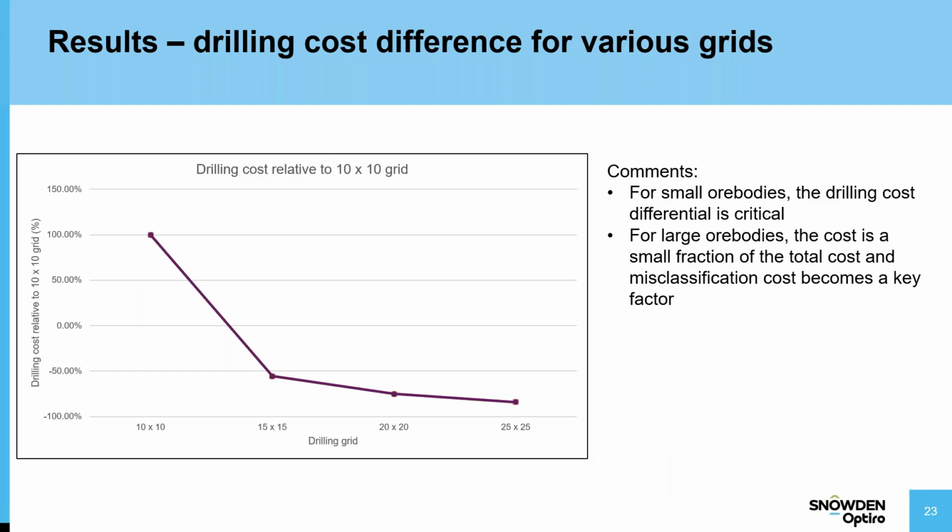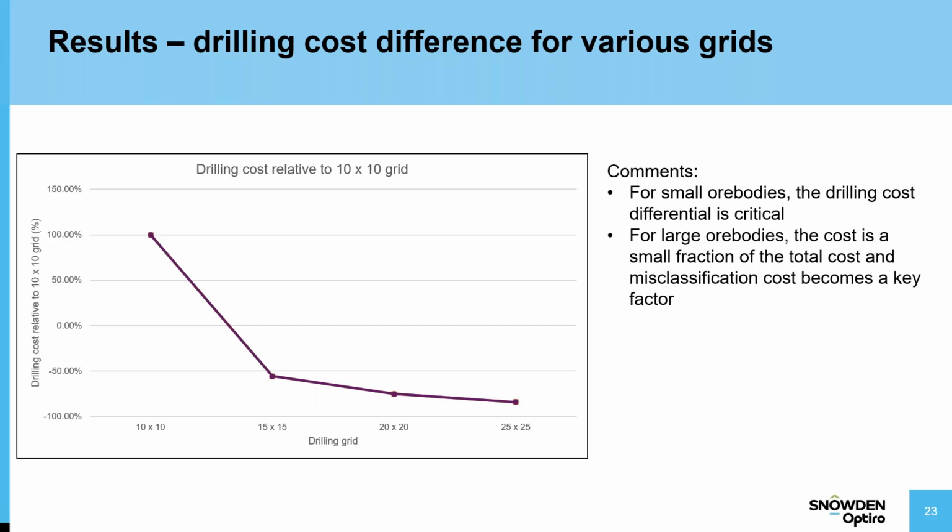So here are the results. This graph simply looks at the drilling cost relative to the most dense grid, which is the 10 by 10 grid. So we're looking at the 10 by 10 grid at 100%, 15 by 15, 20 by 20, and 25 by 25. Clearly, there's a big decrease in the number of holes between each of these, so the relative cost impact is quite significant.